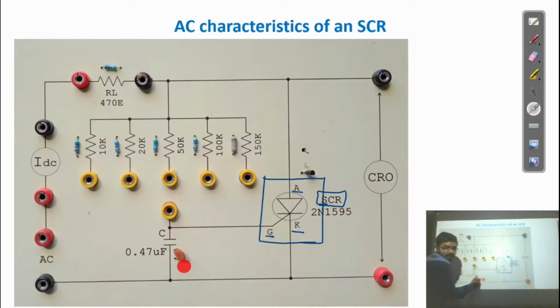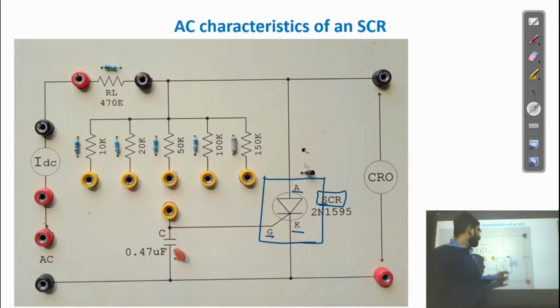As the cathode is connected to the negative terminal of an AC supply, you can see it is connected to the negative of an AC supply, and as the anode has to be connected to the positive of an AC supply, you can see it is connected to the positive of an AC supply, right? Here we are studying the AC characteristics of an SCR, so we will have AC input to the SCR. This is our AC input, right?